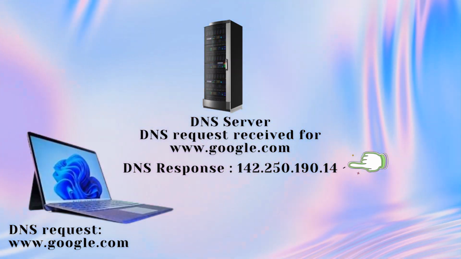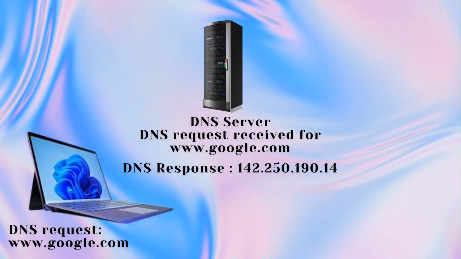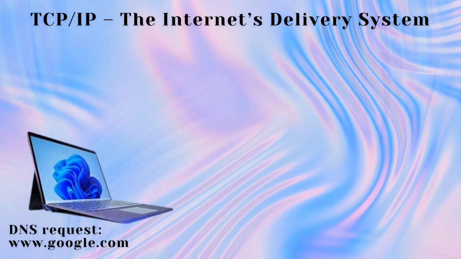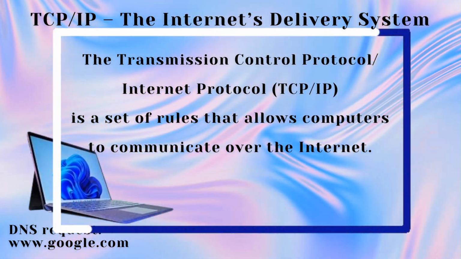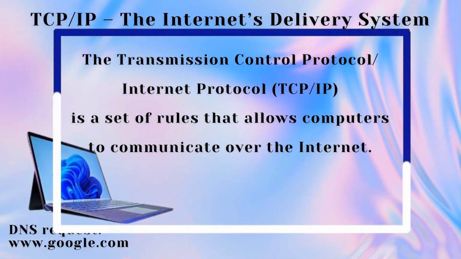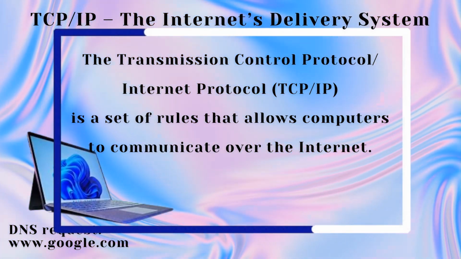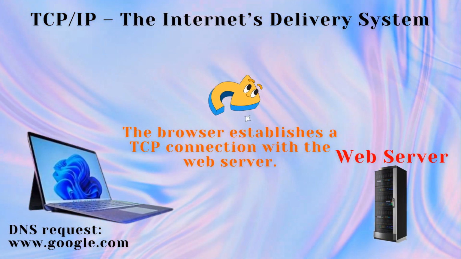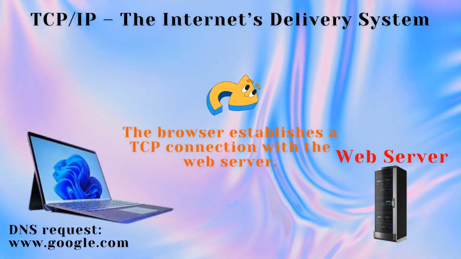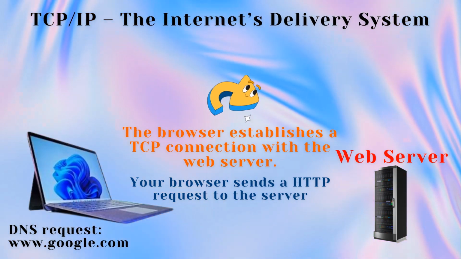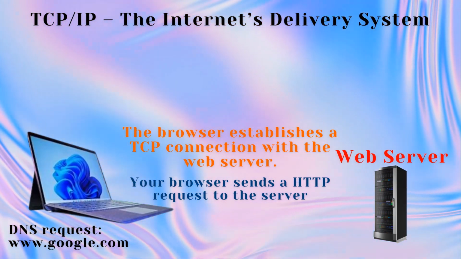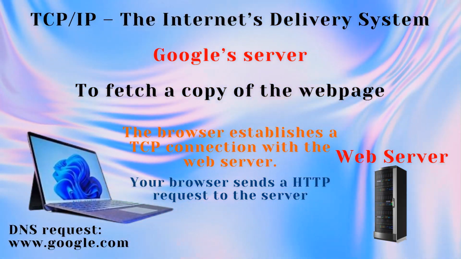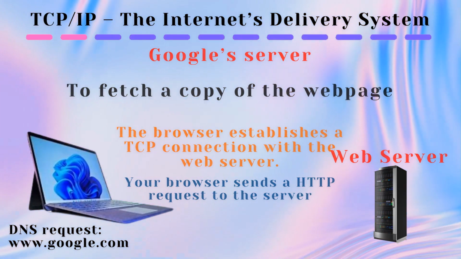Now that we have Google's IP address, we need a system to send and receive data reliably. That's where TCP/IP comes in. The Transmission Control Protocol and Internet Protocol is a set of rules that allows computers to communicate over the Internet. The browser establishes a TCP connection with the web server using the IP address it got for it. Now, your browser sends a HTTP request to the server, for example here, Google's server, to fetch a copy of the web page. This request is sent using TCP/IP.